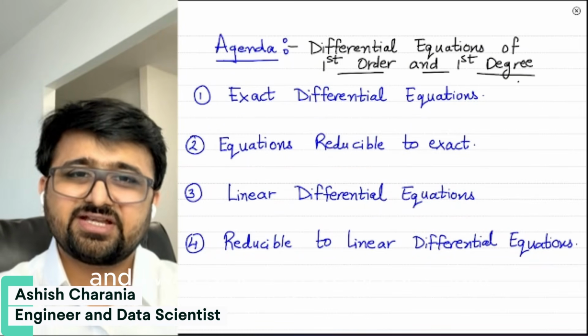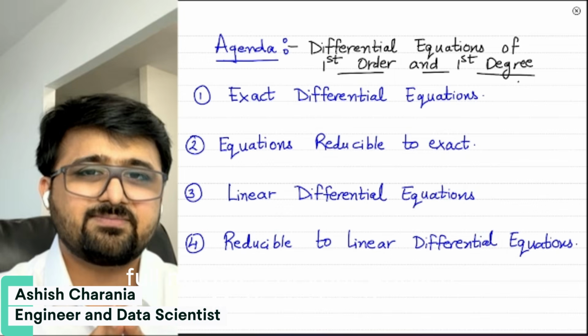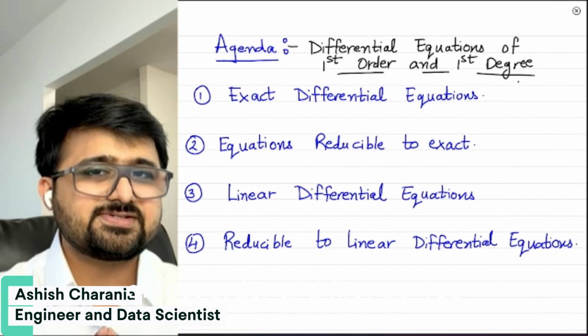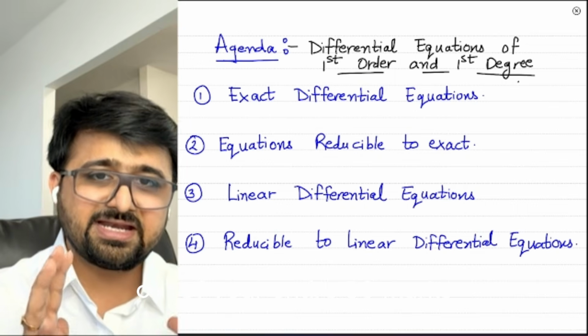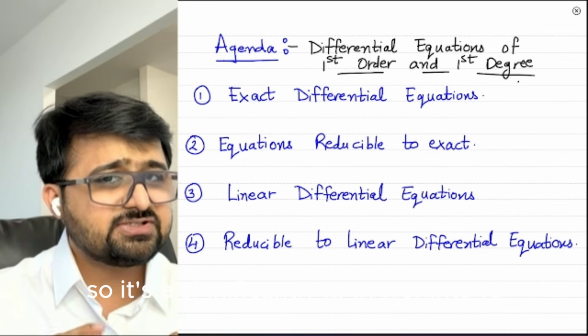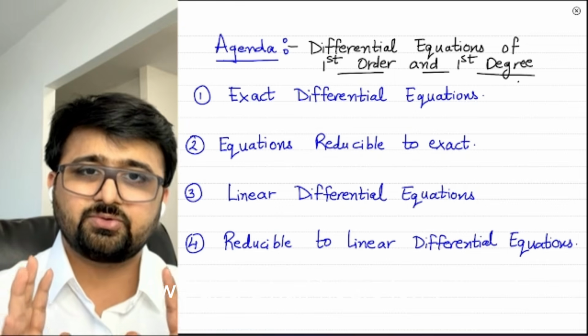This is Ashish Charania, and I welcome you to this one-shot video where we are going to master full Module 1 of your Applied Mathematics 2, which is differential equations of first order and first degree. It is roughly 15 to 18 marks out of your entire 80 marks university M2 paper. So it's a significantly high weightage, and this video is roughly going to be 2.5 hours long.